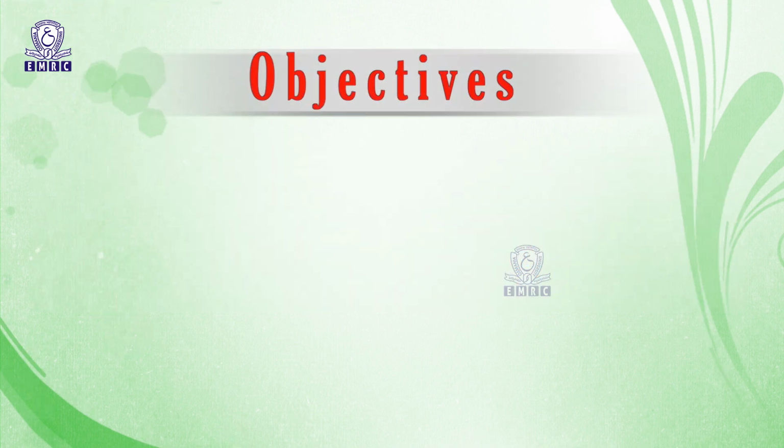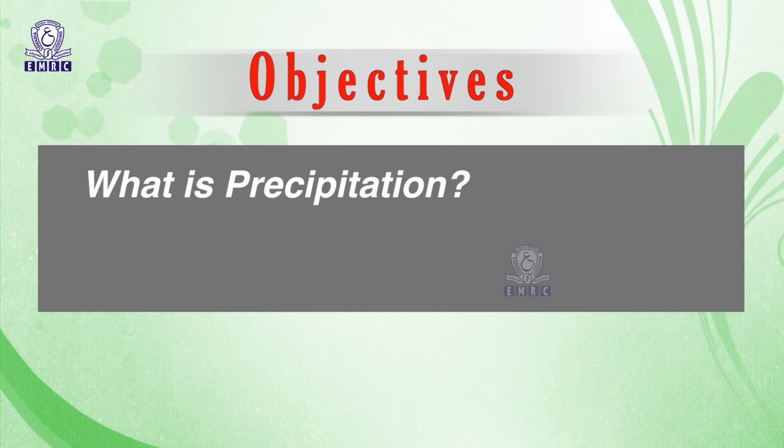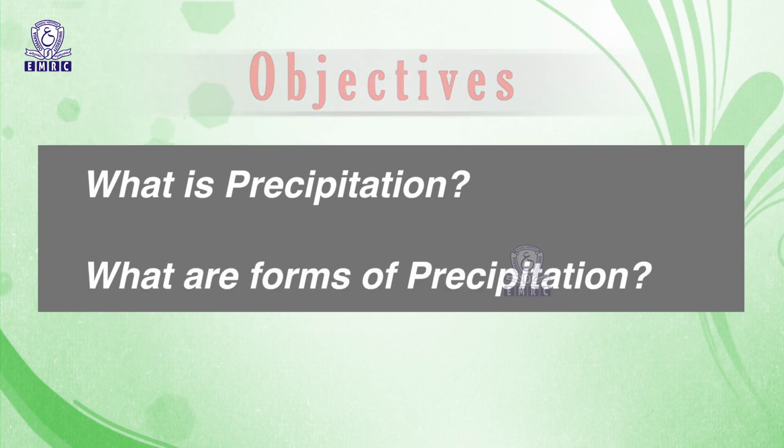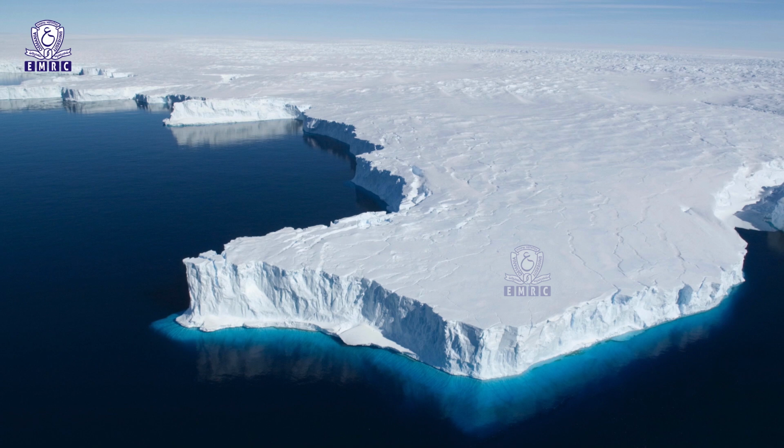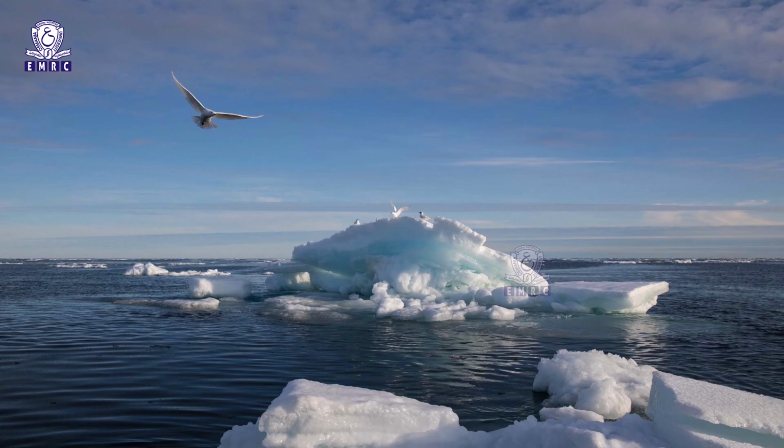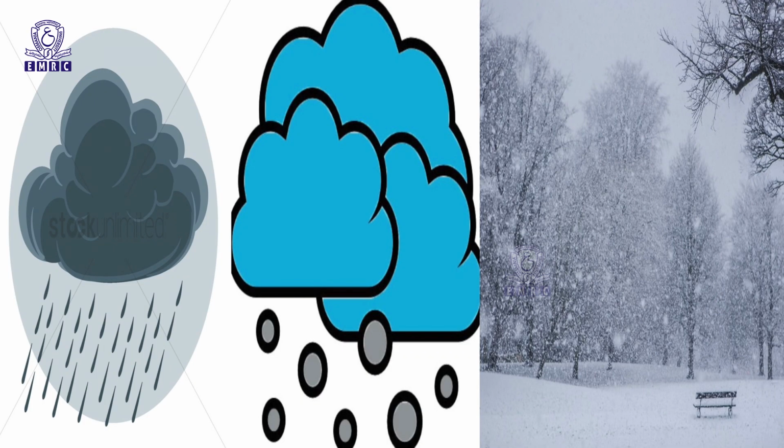The objective of this lesson is to make you understand what precipitation is and what the forms of precipitation are. Precipitation is any liquid or frozen water that forms in the atmosphere and falls back to the earth. It comes in many forms like rain, sleet and snow. Along with evaporation and condensation, precipitation is one of the three major parts of the global water cycle.